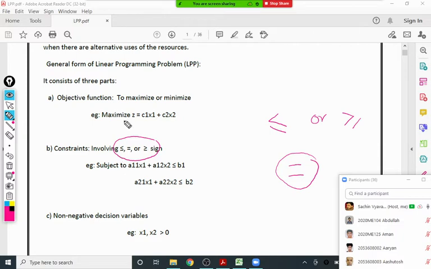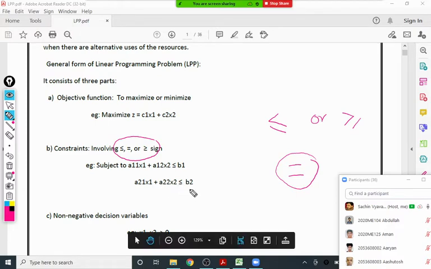We say maximize z, which is c1x1 plus c2x2, subject to the conditions. The conditions are a11x1 plus a12x2 less than or equal to b1, and a21x1 plus a22x2 less than or equal to b2. That is another thing you should know.